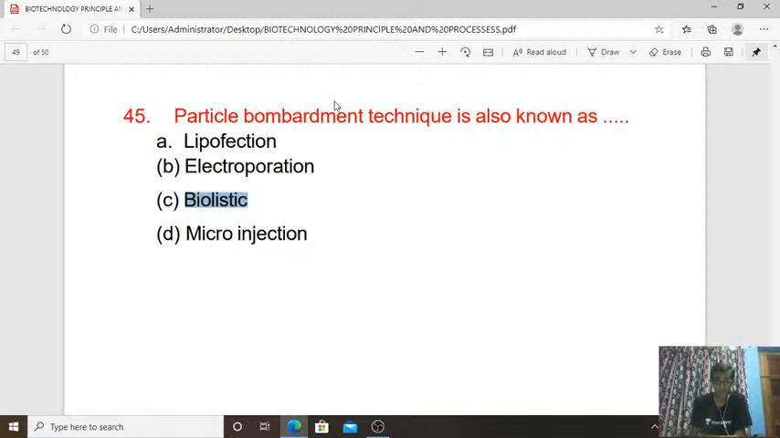Why is it particle bombardment? There, a coating of gold and tungsten particles is put on the gene, and by using that we introduce the gene of our interest into the plant cell. That is particle bombardment, or use of the biolistic gun, another term being gene gun. Microinjection is a regular practice where a very small needle is utilized. So the 45th question answer is C.